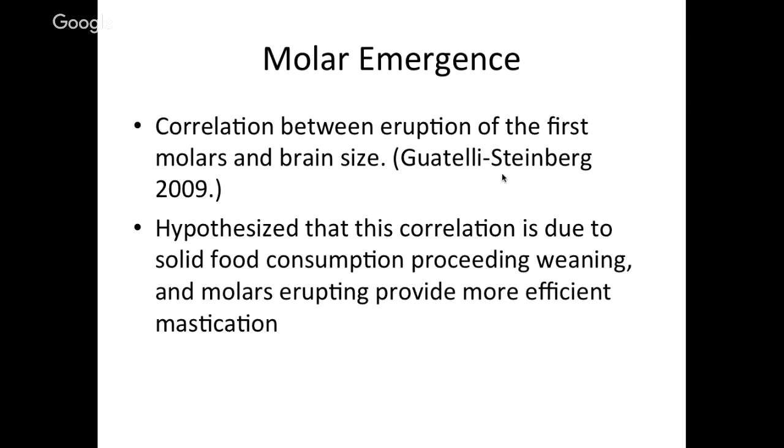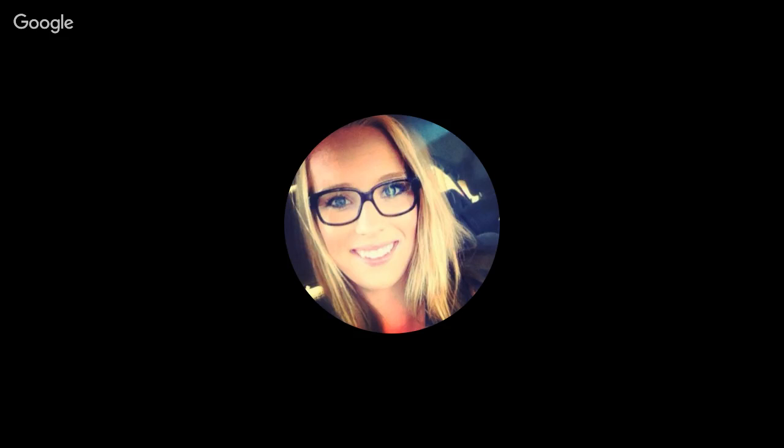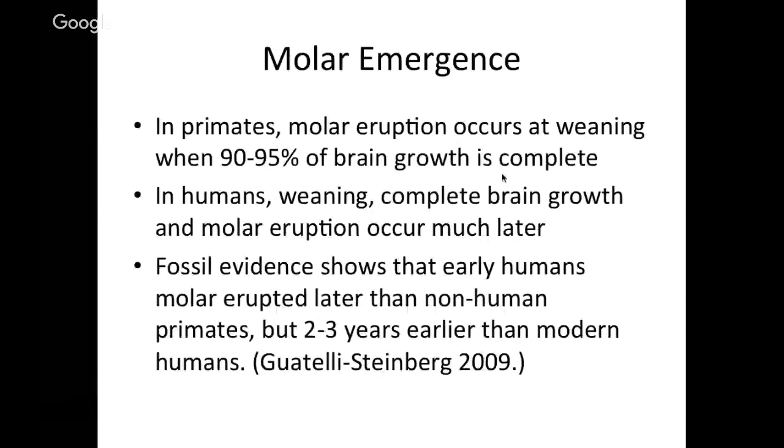If you look at primates and the earliest humans, in primates, molar eruption occurs at weaning when 90 to 95% of brain growth is complete. In humans, weaning, complete brain growth, and molar eruption occur much, much later. And fossil evidence shows us that early humans' molars erupted later than non-human primates, but 2 to 3 years earlier than modern humans.